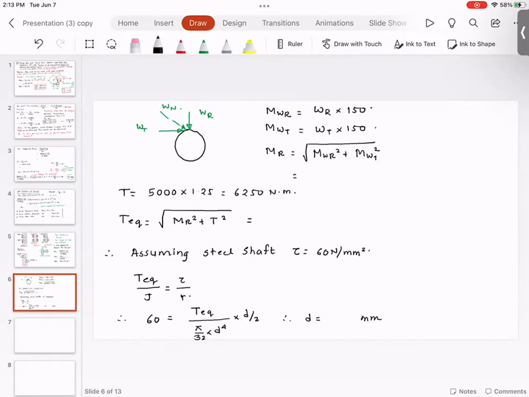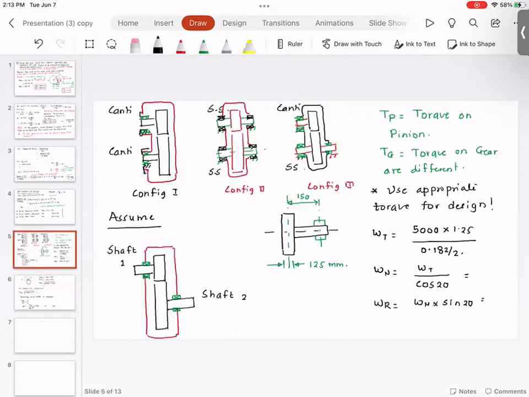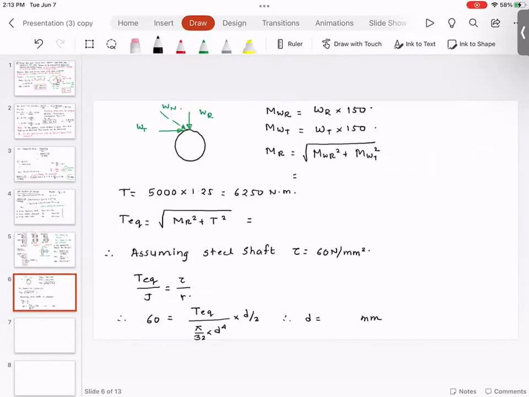Should we change the one meters to 1 meter? So it depends on your W, this one. Yes, so you can do it either way. The only important part here is that tau is 16 Newton per millimeter square, which means this T equivalent must be in Newton millimeter. That means this... what about the moment?